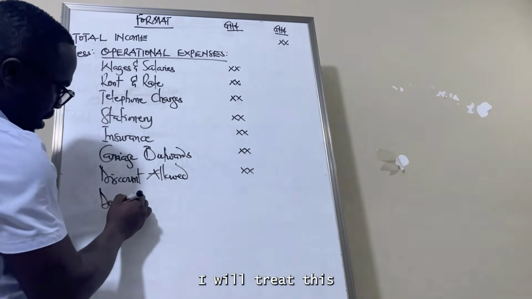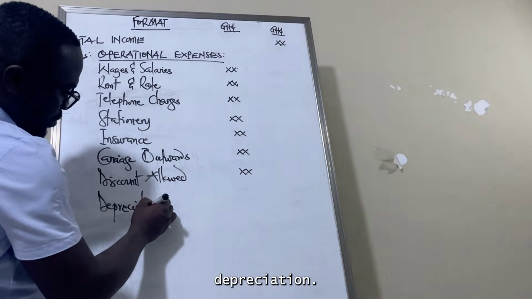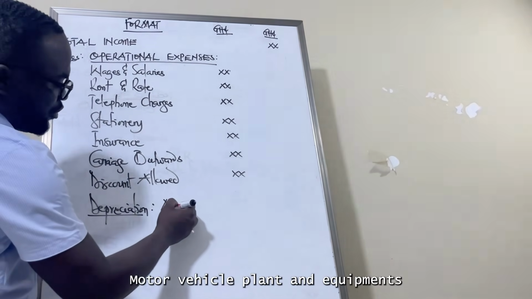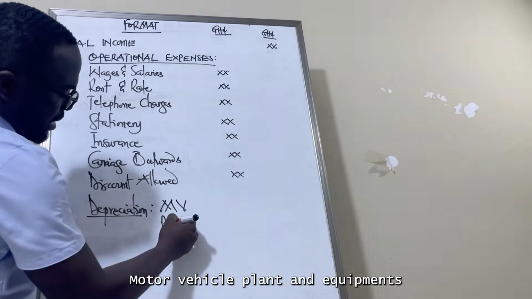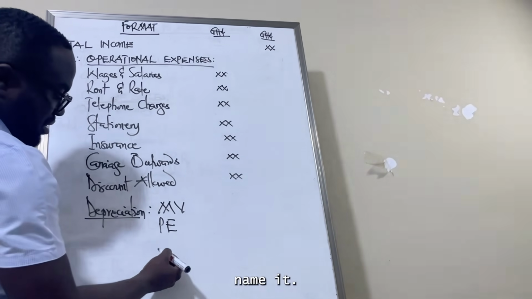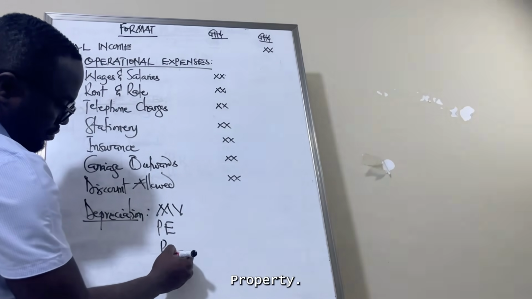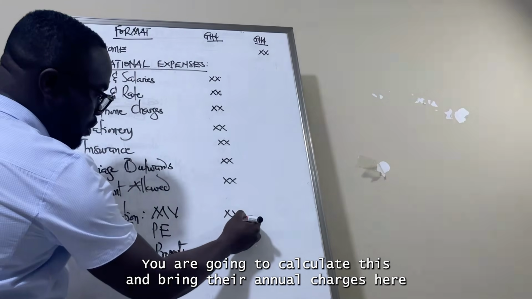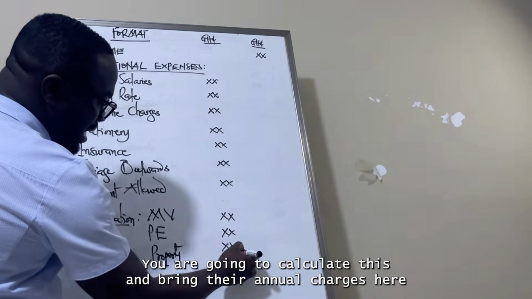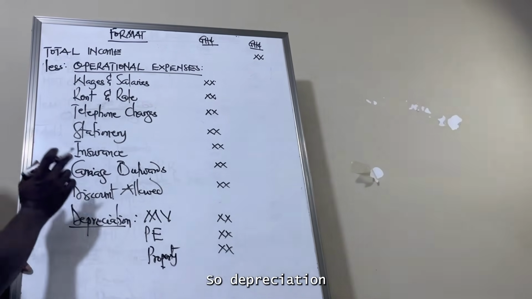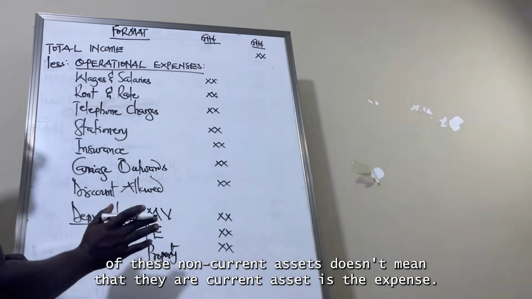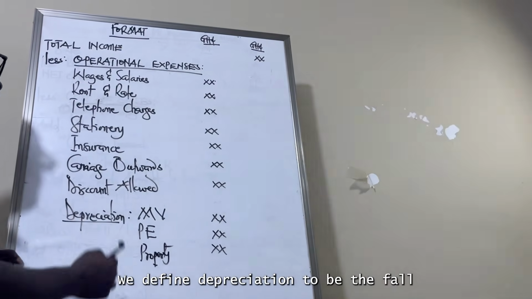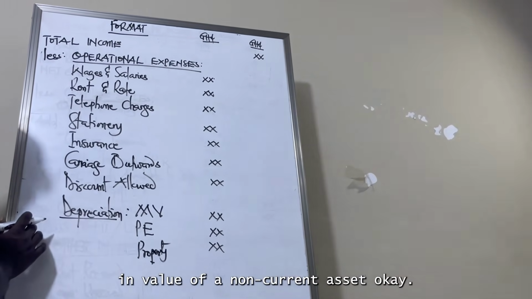Depreciation, I will treat this. There is a video on depreciation. Kindly go and see it. Depreciation on motor vehicle, plant and equipment, name it, property. So they are all parts. You are going to calculate this and bring their annual charges here. So depreciation of this non-current asset doesn't mean they are current assets. It's the expense. We define depreciation to be the fall in value of a non-current asset.